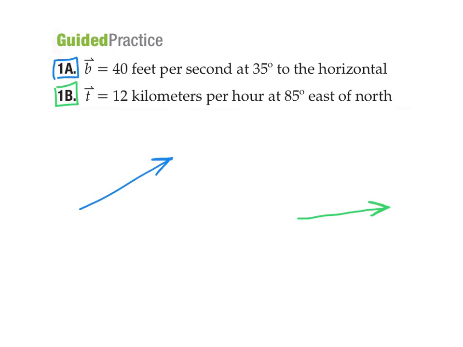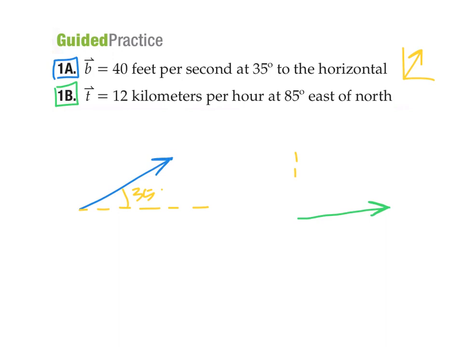All right, so this first one, we're going to say it's 40 feet per second, and it's supposed to be 35 degrees to the horizontal. So this little dotted line that I'm drawing right now, this is the horizontal, and we're going to say that this is about 35 degrees. You can use a protractor in order to draw it properly, or I estimated. I know that 90 degrees looks like this, and I know that 45 is exactly half of 90, so I did a little bit less than the 45.